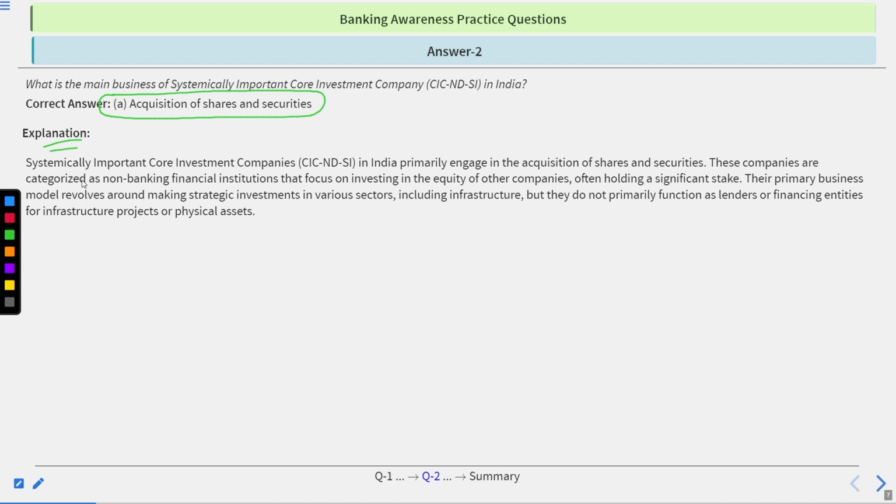Explanation: systematically important core investment companies in India primarily engage in the acquisition of shares and securities. These companies are categorized as non-banking financial institutions that focus on investment in the equity of other companies, often holding a significant stake. Their primary business model revolves around making strategic investments in various sectors, including infrastructure, but they do not primarily function as lenders or financing entities for infrastructure projects or physical assets.